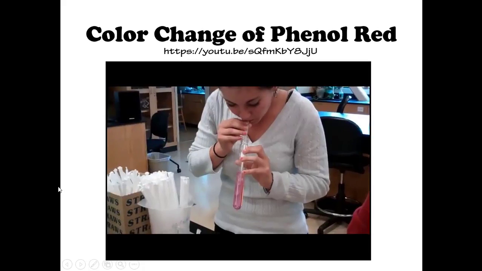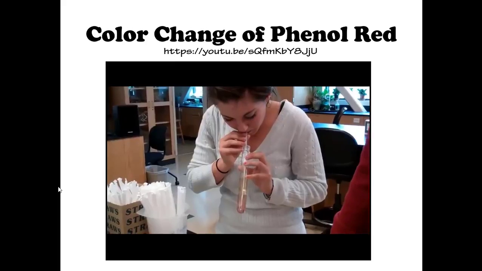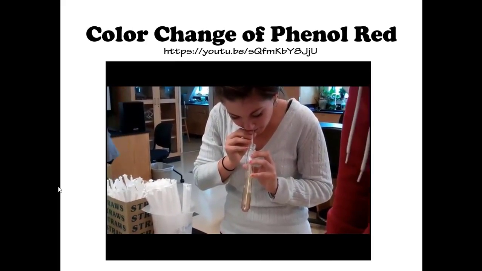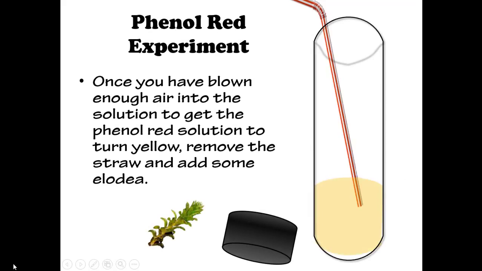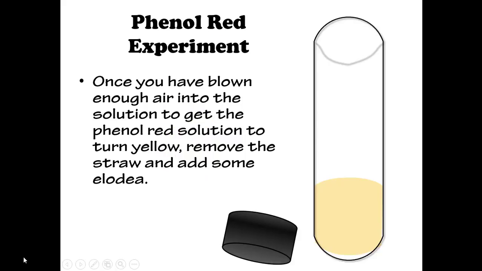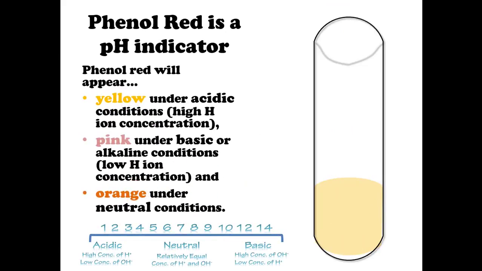Here is a demonstration of the color change of phenol red. Once you have blown enough air into the solution to get the phenol red solution to turn yellow, remove the straw and add some Elodea. Phenol red will appear yellow under acidic conditions. It will appear pink under basic or alkaline conditions, and orange under neutral conditions. Neutral is a pH of around 7.0.